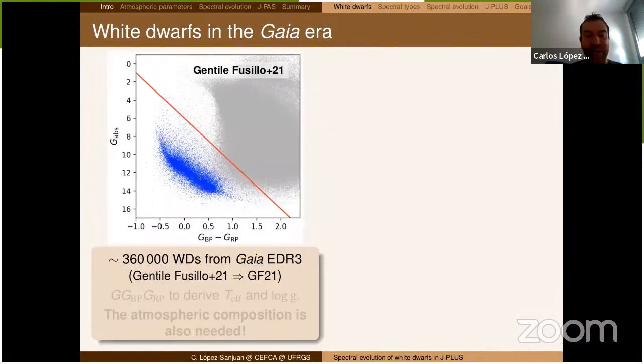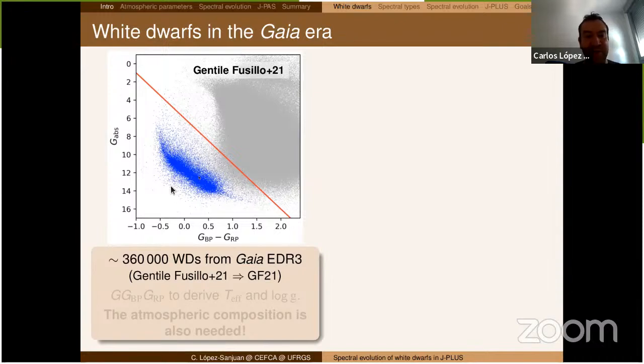So what we can do, if you go to the latest version of the Gaia catalog, that is the Gentile Fusillo 2021 based on Gaia DR3, you can see in the figure, again, the HR diagram, but in this case, in the x-axis is the Gaia color, and in the y-axis is the absolute Gaia magnitude.